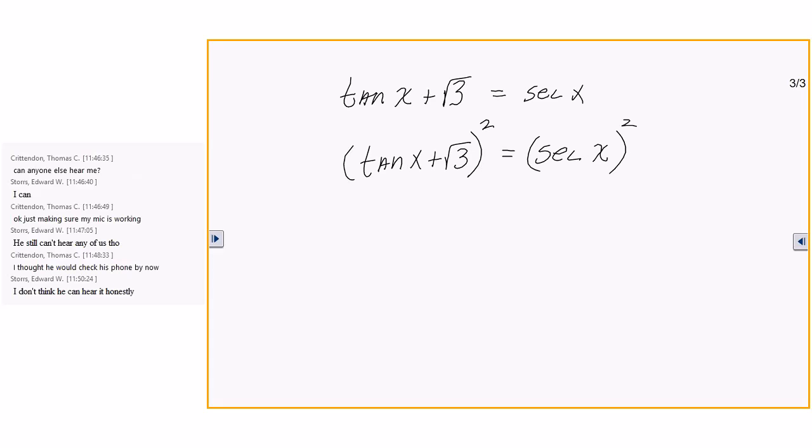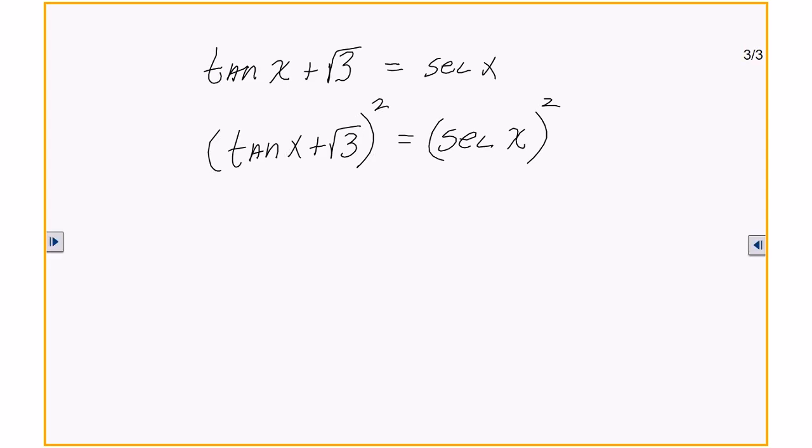Square both sides. When you square both sides, write a note out here. You need to highlight it. Squaring both sides leads to what identities? Look in your identity worksheet. Which one? Is it the Pythagorean? Pythagorean.